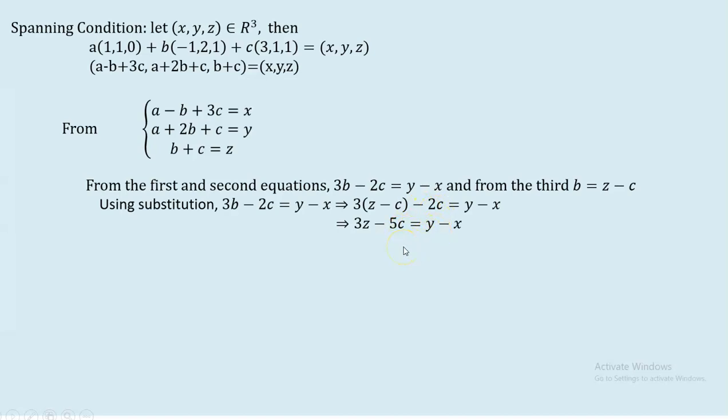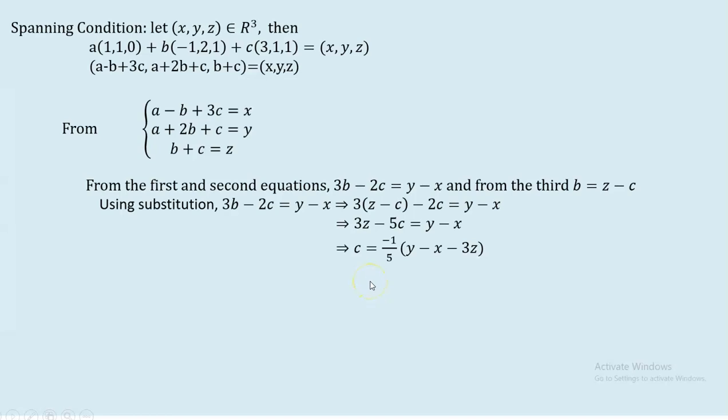Mind you, our intention is to find these three values a, b, c in terms of x, y, z. Now I'm going to solve for c, so c is going to be like this. Now look, y is known, x is known, z is known. You see, x, y, z are given. So your c is going to be negative 1 over 5 of this.